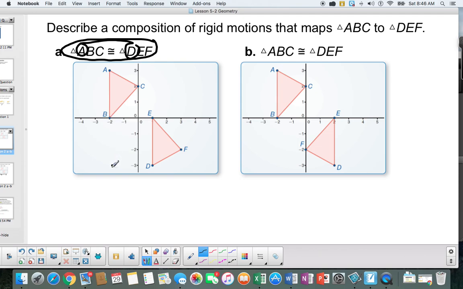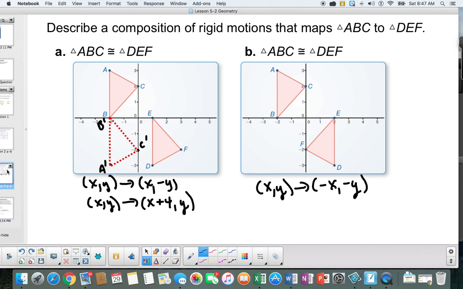So A is going to get reflected. This will be A prime. And then C will get reflected over here. B is on the x-axis, so it'll stay put. Now once I see this, I can see I just need a translation to get A to go to D, C to go to F, and B to go to E. Let's stop the screencast and see if you can write the rules and then do part B.